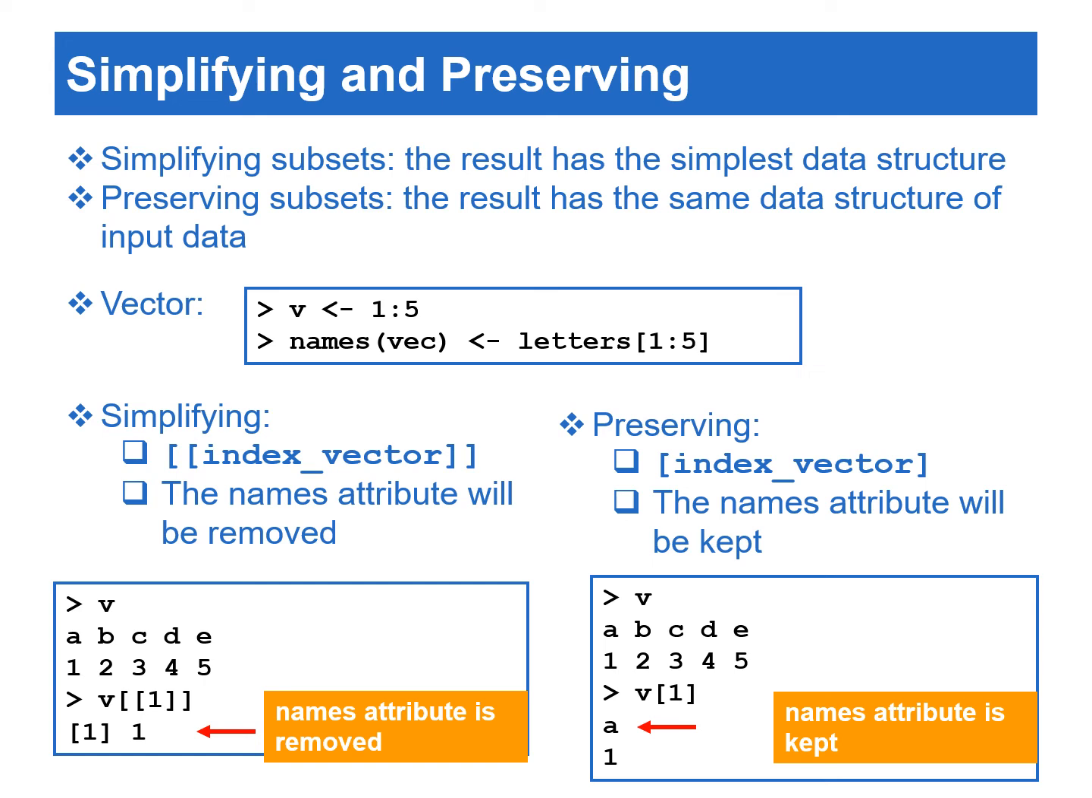In this example, V is a named vector. Selecting the first element from V by using double brackets removes the names attribute in the result. On the other hand, using the single brackets preserves the names attribute in the result.